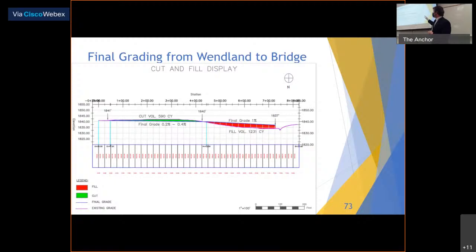And then for phase two, of course, we need to fill. According to AASHTO, a slope of less than 8% is ideal, and our slope here is calculated at 1%. And that is it. Now I'll hand it off to the environmental group.